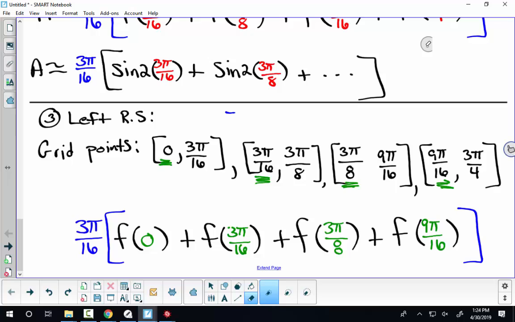Okay, so then the midpoint, like we said, we're just going to take half of 3 pi over 16 minus 0, and then that's our midpoint for the first rectangle. Half of 3 pi over 8 minus 3 pi over 16, that's our next midpoint. Half of this is our midpoint, and those are the values we plug in to the function for the midpoint Riemann sum. Okay, so questions on this?